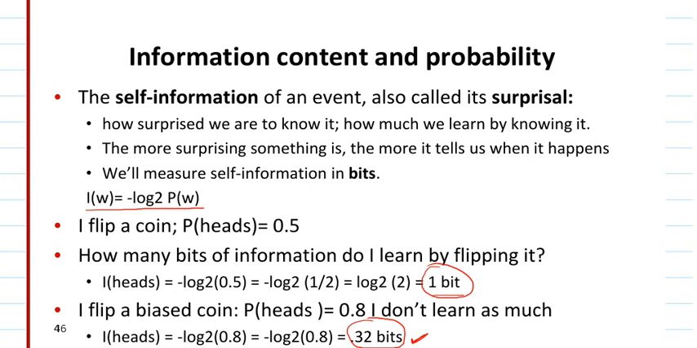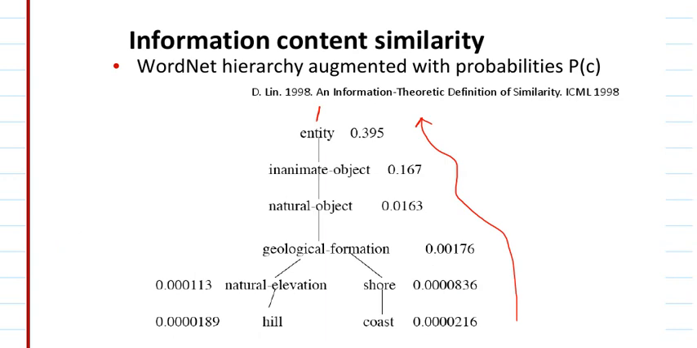So in this graph we see that the word that is at the lower part of the graph, near the leaves, has the lowest probability, but it has the highest information. So this hill has the highest information, right? But this entity or inanimate object has very low information in it, right?